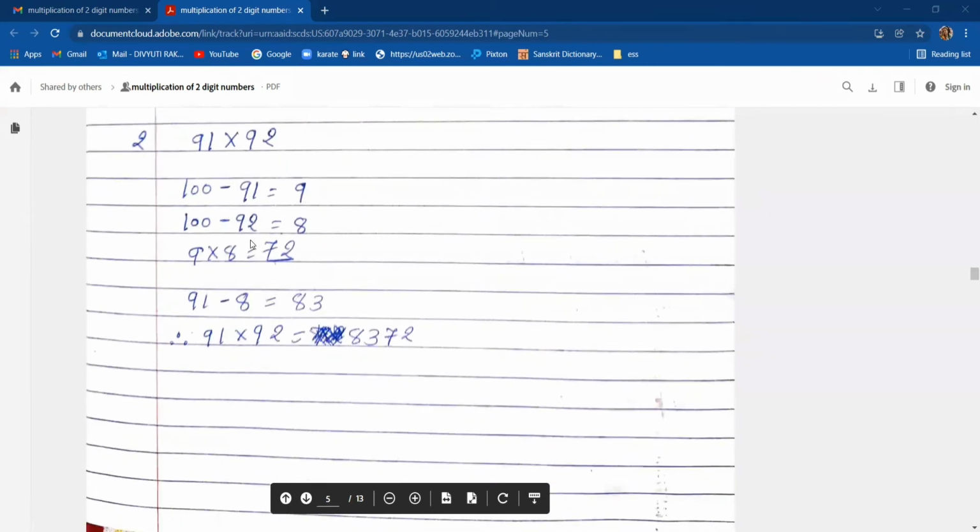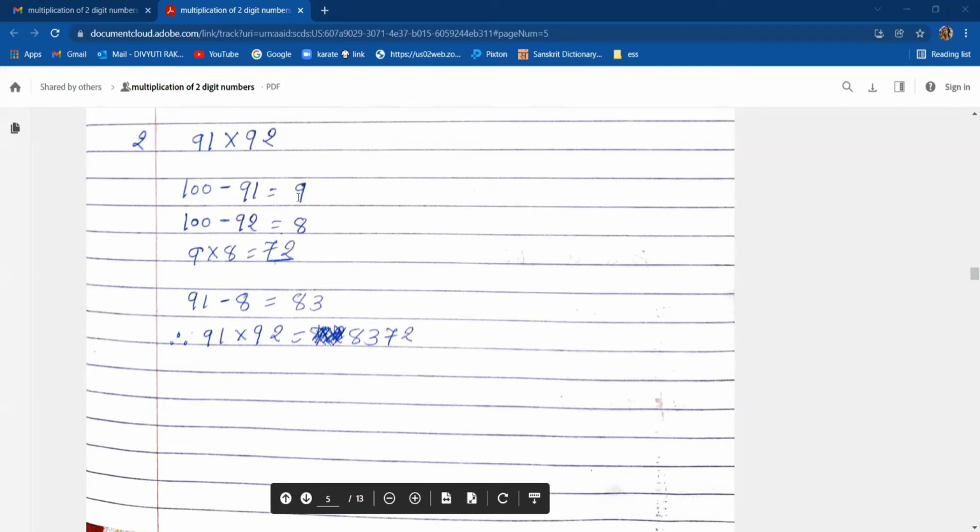You will definitely understand this method. It is very simple. Look, 91 into 92. So 100 minus 91 will give you 9. 100 minus 92 will give you 8. Okay. So 9 into 8 means the product of these two numbers is 72. Keep it as it is.